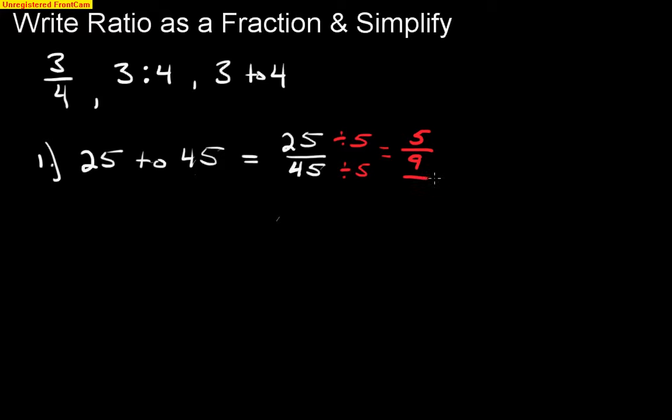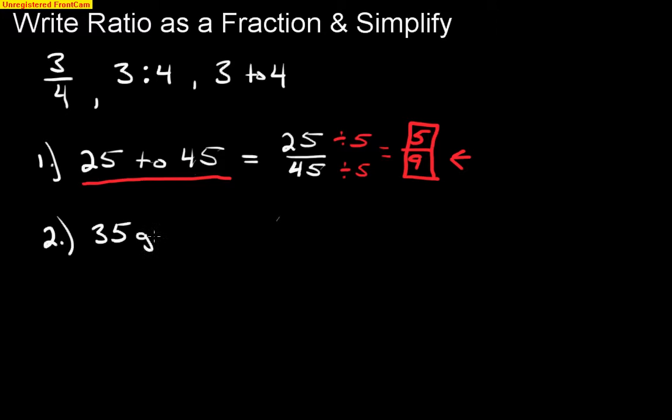Now I do have to look at that 5 ninths and say, is that reduced? So is there a common number that goes into 5 and 9 other than 1? And in this case, no. So we have reduced it. This is simplified. So the answer to this original ratio as a fraction is 5 ninths. Pretty simple. Alright, let's switch back to white. Let's go on to the second example, and we're going to have 3 examples total to show you 3 different kinds.